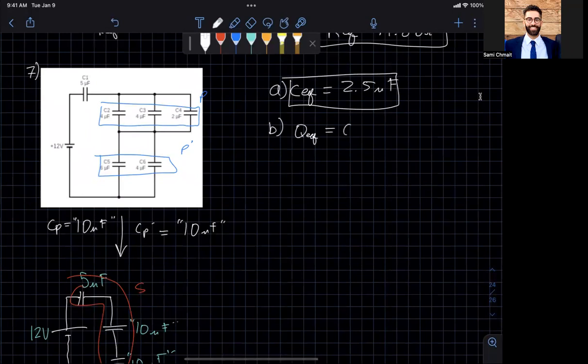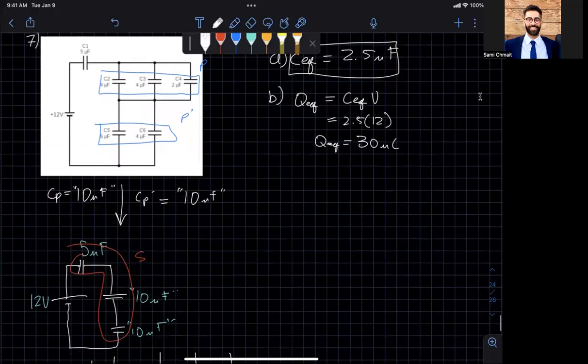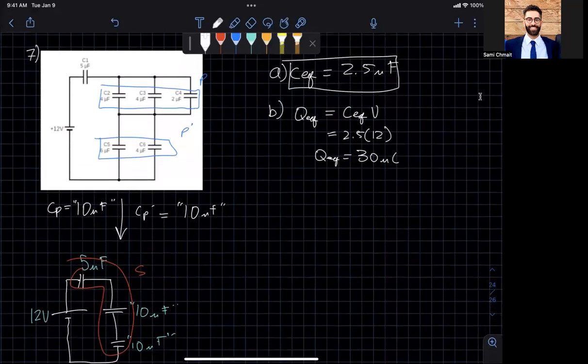So QEQ is going to be equal to CEQ times V, where V is that EMF, which is equal to 12. So 2.5 times 12, QEQ is going to be equal to 30 microcoulomb. And between that battery and that capacitor labeled Q1, they're in series there. So we can say that the charges are consistent, right? Capacitors that are in series have the same charge. So therefore Q1 is equal to 30 microcoulomb.